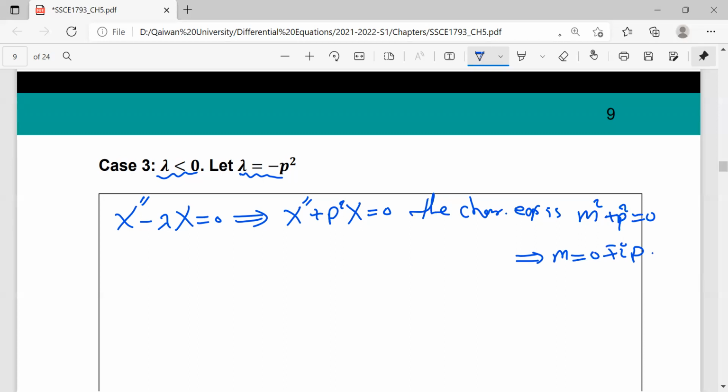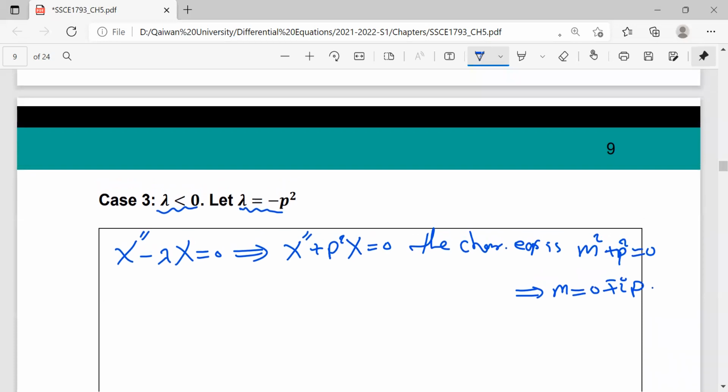We said if we get complex values for m1 and m2, what's the form of the solution? If m1 and m2 are alpha plus minus i beta, the solution is e to the power alpha x times a cosine beta x plus b sine beta x.